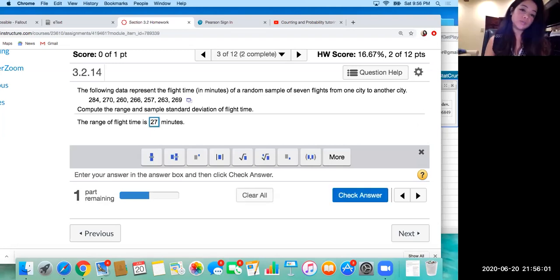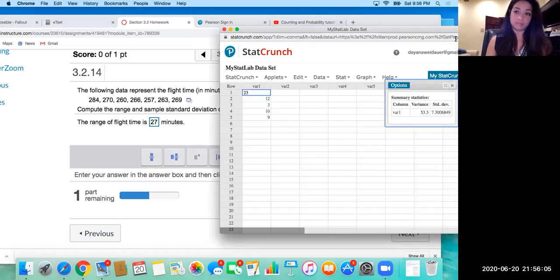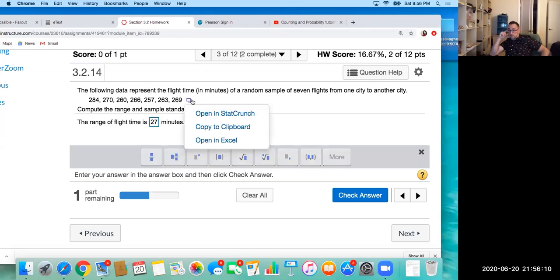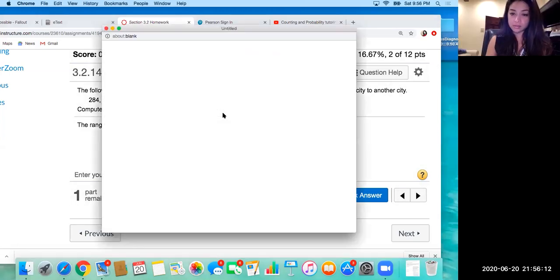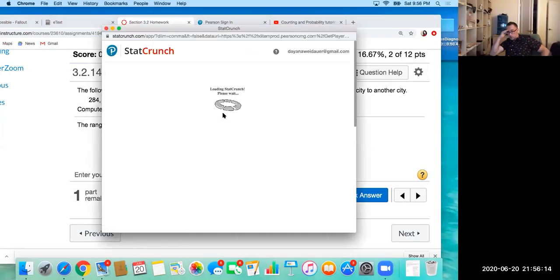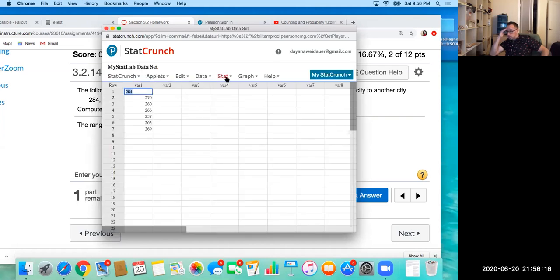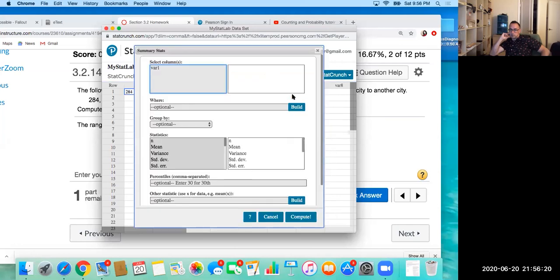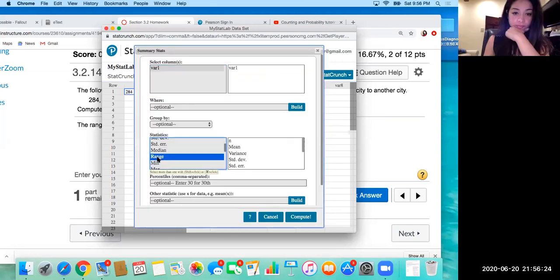Now, if you were to use StatCrunch, you could do it. Just click the box and then do range. That's it. Go to Stat, Summary Stats, Columns, select variable 1, and just look for range.